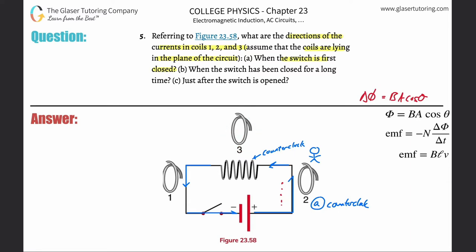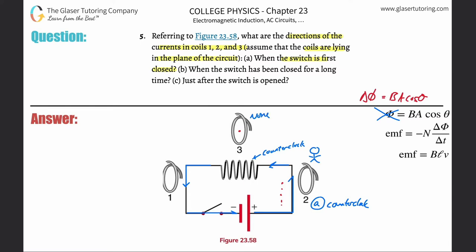Let me get rid of this. Just pretend that's a perfect circle. If the normal is pointing into or out of the page, then as a review from chapter 22, the magnetic field is going to be at a 90 degree angle relative to that normal. Since it is at a 90 degree angle, theta is 90, and cosine of 90 is zero, so there is no magnetic flux. There is no change in magnetic flux because it's still zero, and therefore there is no induced current. So the answer for number 3 is none.